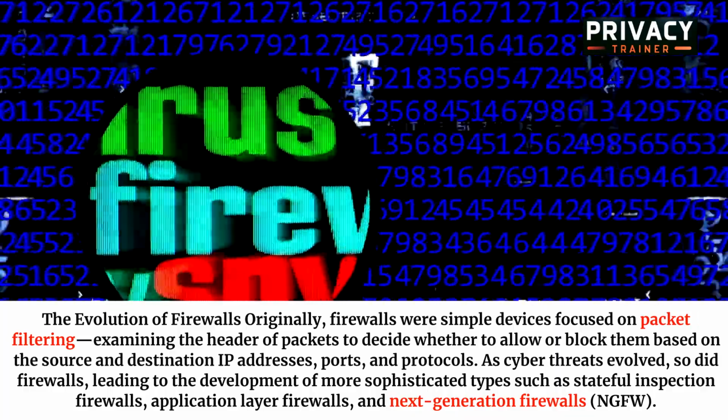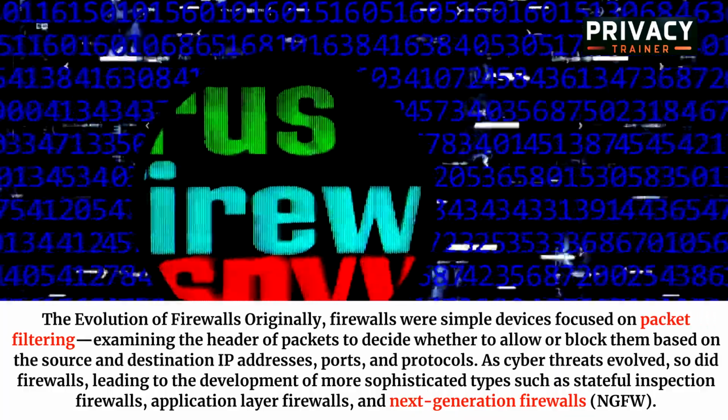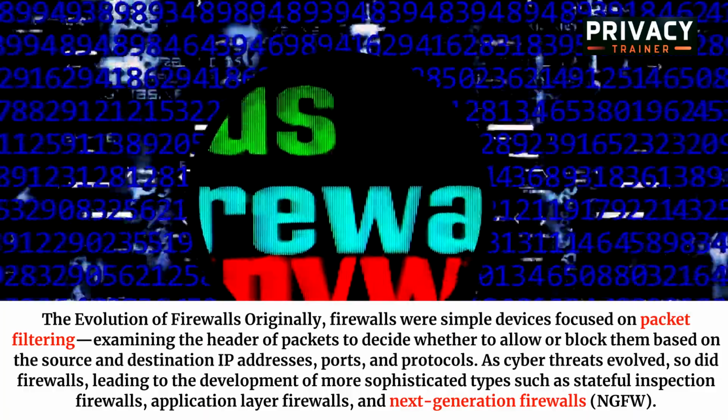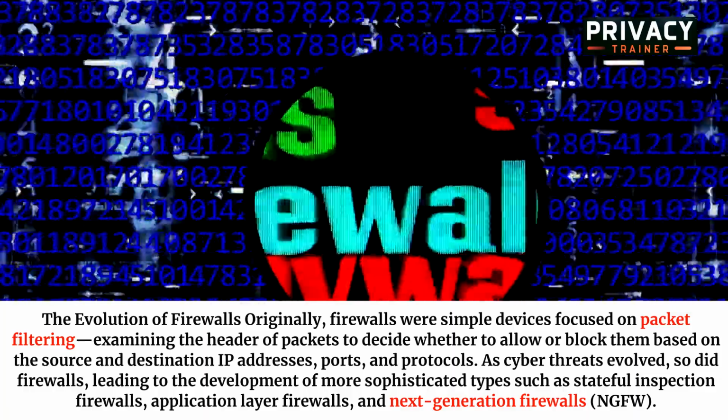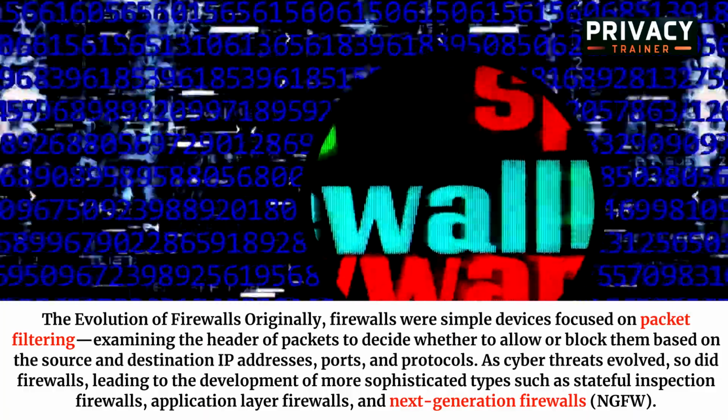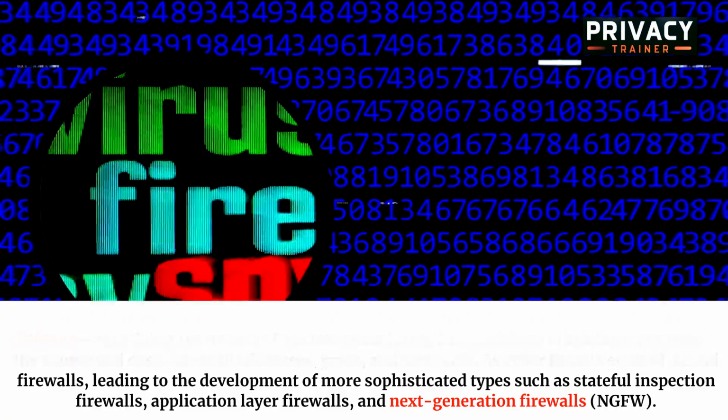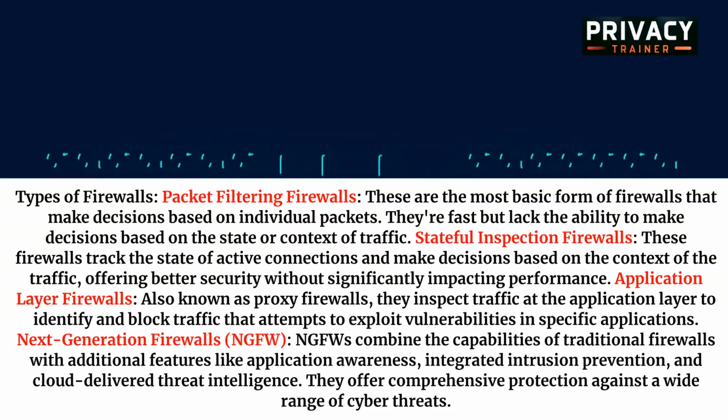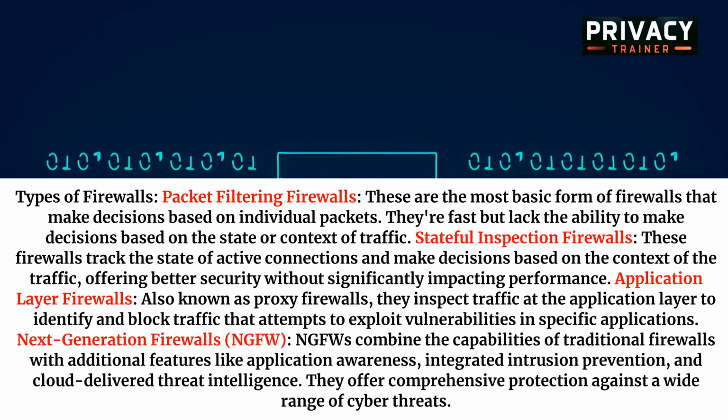As cyber threats evolved, so did firewalls, leading to the development of more sophisticated types such as stateful inspection firewalls, application layer firewalls, and next-generation firewalls, NGFW. Types of firewalls. Packet filtering firewalls. These are the most basic form of firewalls that make decisions based on individual packets. They're fast but lack the ability to make decisions based on the state or context of traffic.